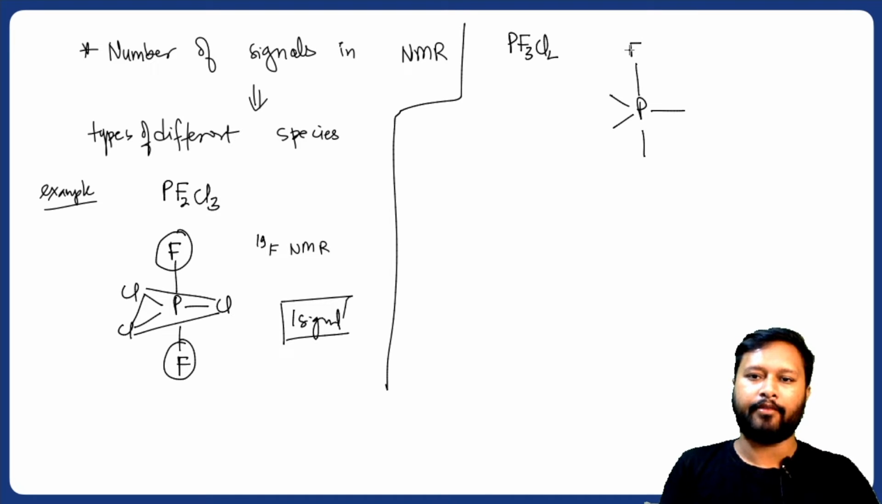So you will have fluorides on the axial position and one more fluoride will be on this particular position, whereas these are going to be your chlorides. So this is your equatorial plane.